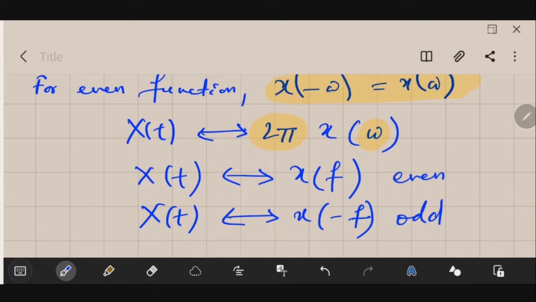So what kind of property is this? This is the duality or symmetry property of the Fourier transform. Did you get it, or any doubt here?